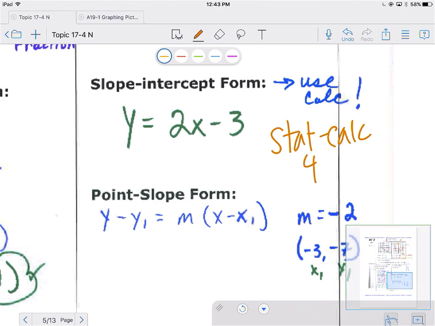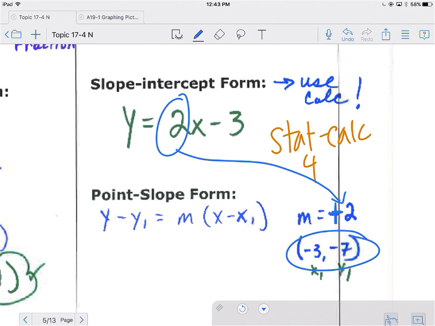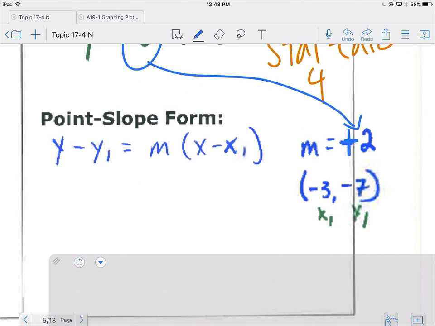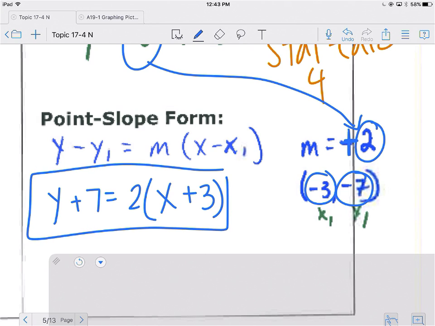Now from here, I have my slope of +2, and I just pick any points from the beginning and plug in. So with point-slope form, remember you change your signs. So -7 turns into +7. My slope of 2 goes in front where m goes, x, and -3 changes to a +3. Now, all they asked us to do was put it in point-slope form, so that's all I have to do here.